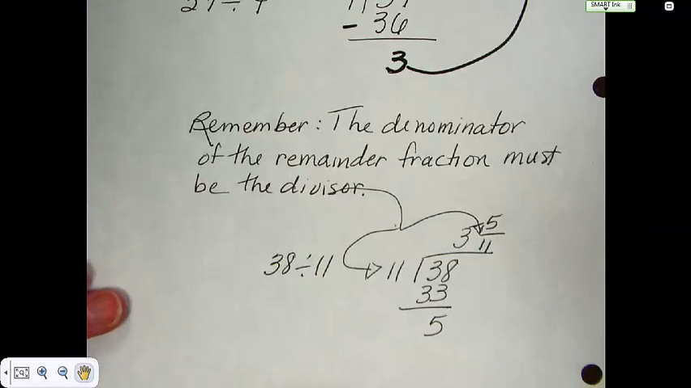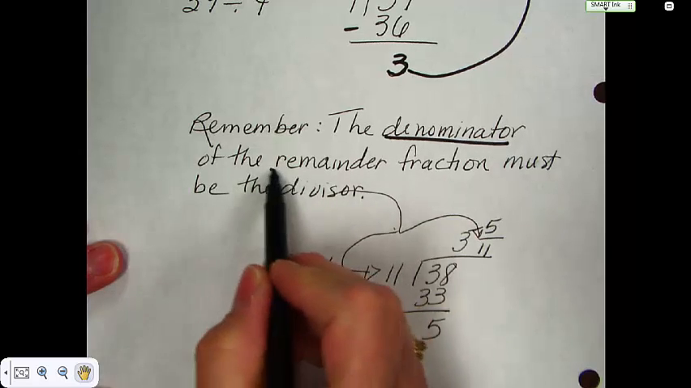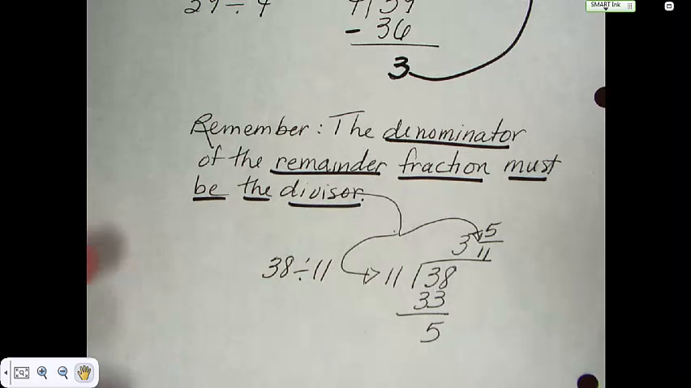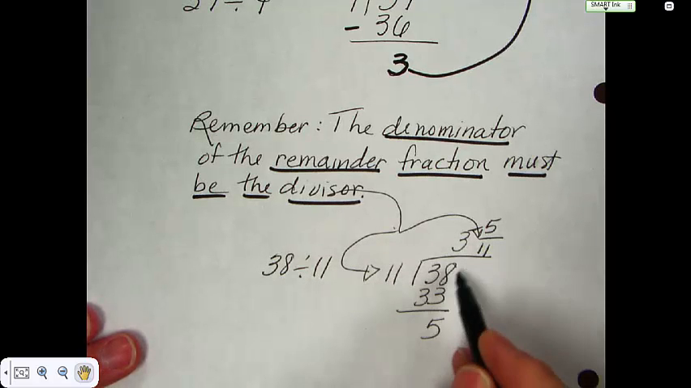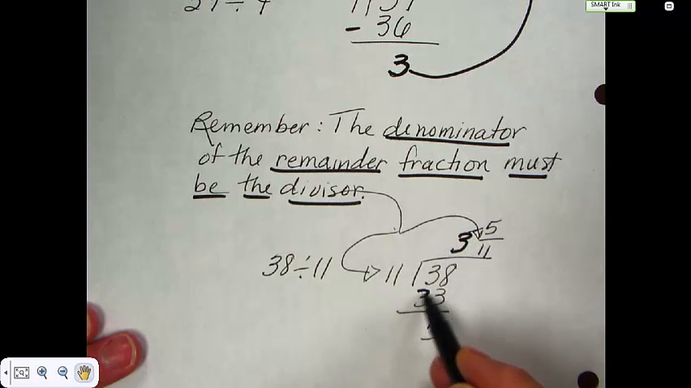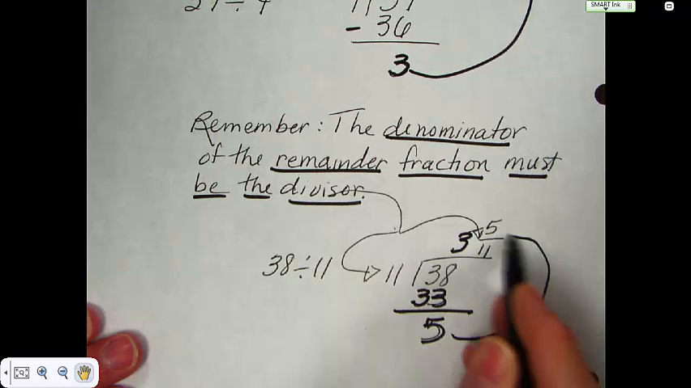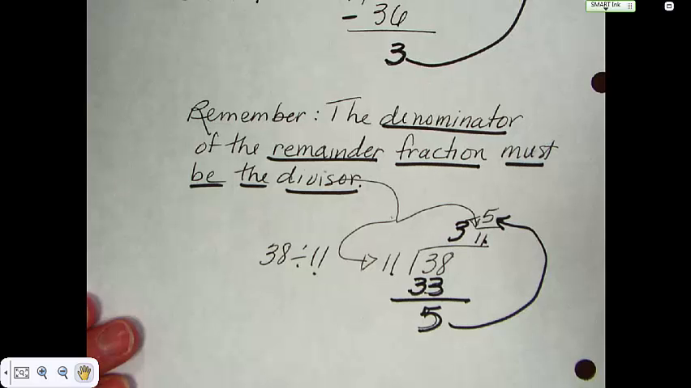Now, here's something I really want you to write in your notes. Remember, the denominator of the remainder fraction must be the divisor. Everybody get that? 38 divided by 11. 11 goes into 38 3 times. That's 33. Remainder of 5. 5 goes up here. 11 goes there. And that's the answer. Wow, that's not too bad.